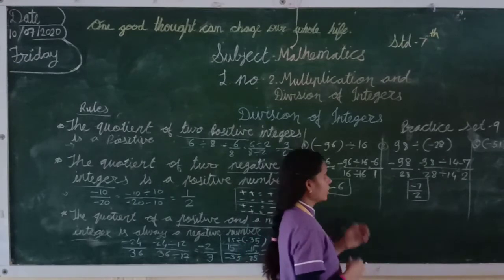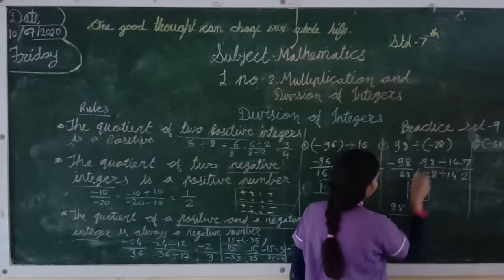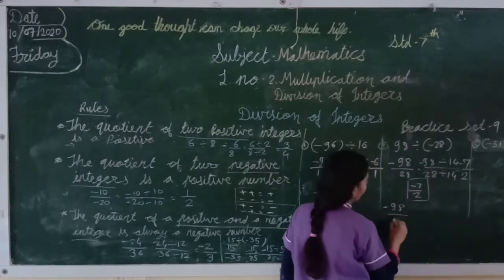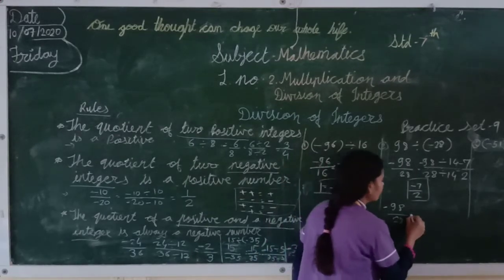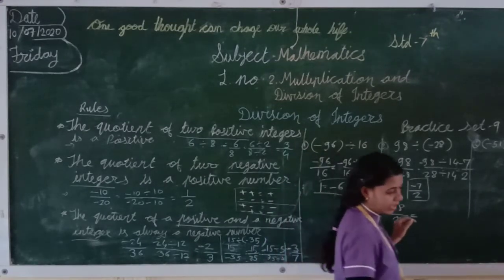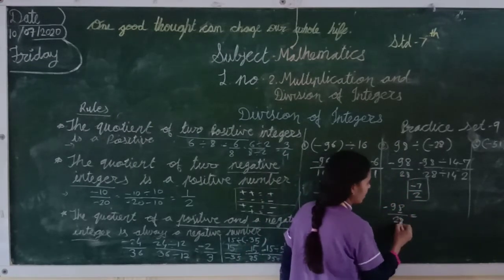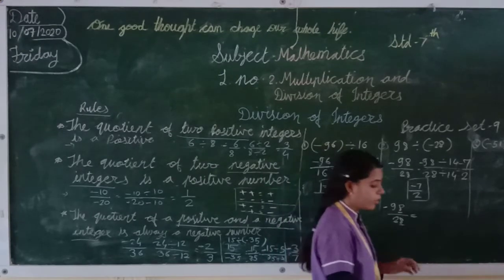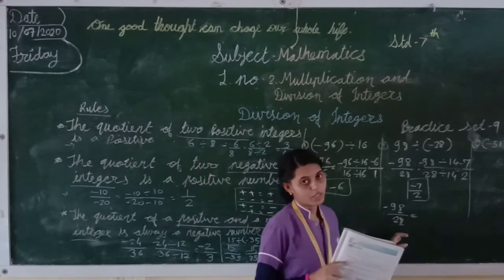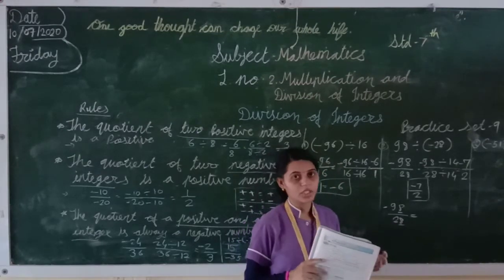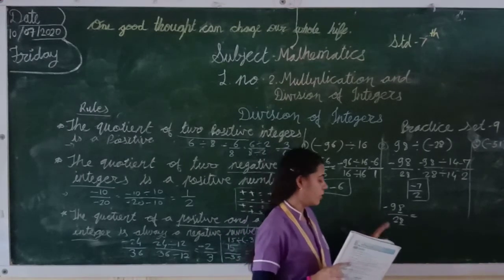Suppose you do not know the tables properly, how will you do minus 98 upon 28? This sign will come here on the upper side and 28. Minus 98 upon 28. Suppose you do not know the table of 28, how will you do? See students, see the last number. We already learned the tests for divisibility: 2, 3, 4, 5, 10.